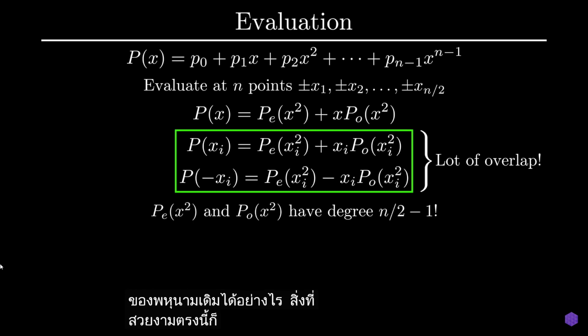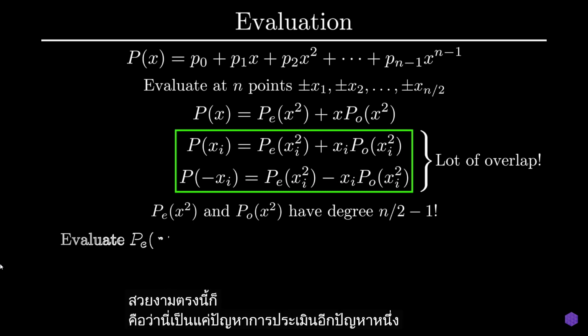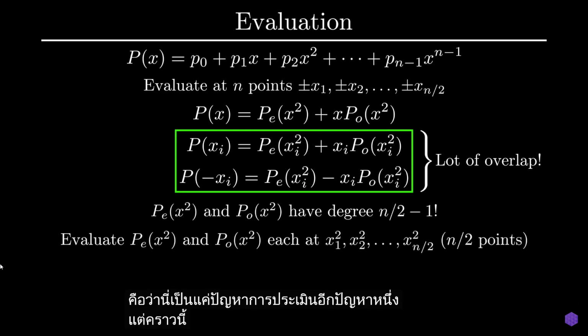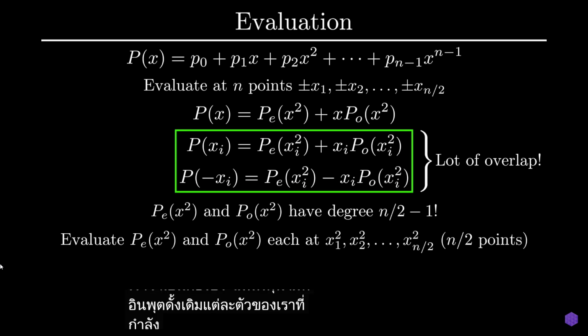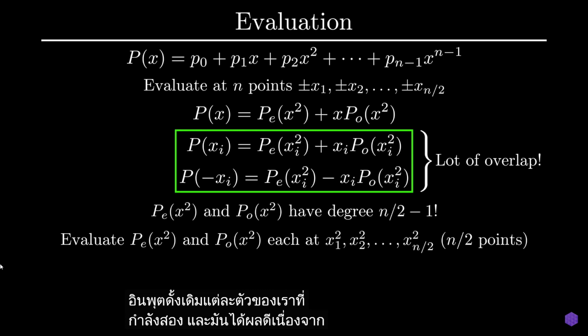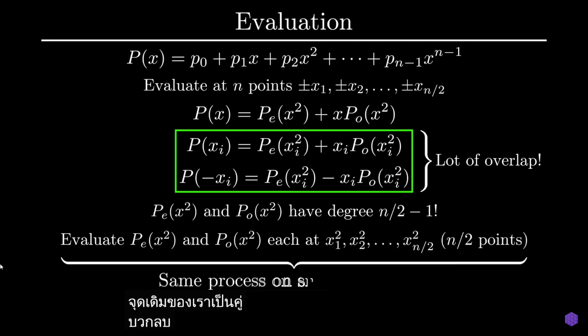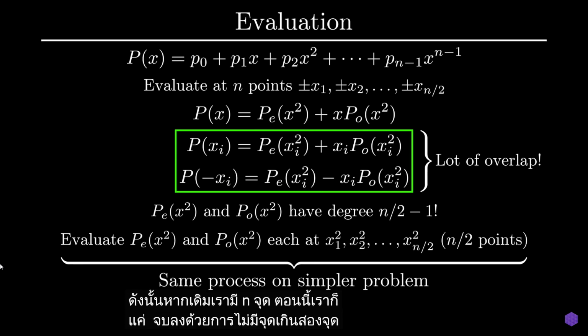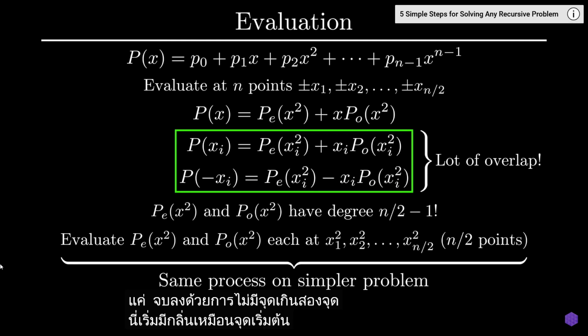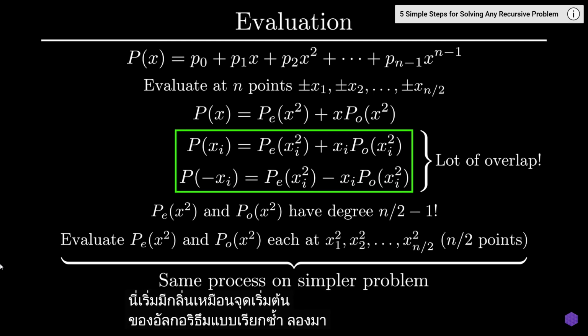Well, what's beautiful here is that this is just another evaluation problem, but this time we need to evaluate the polynomials at each of our original inputs squared. And this works out nicely since our original points were positive negative pairs, so if we originally had n points, we now only end up having n over 2 points. This is starting to smell like the start of a recursive algorithm.